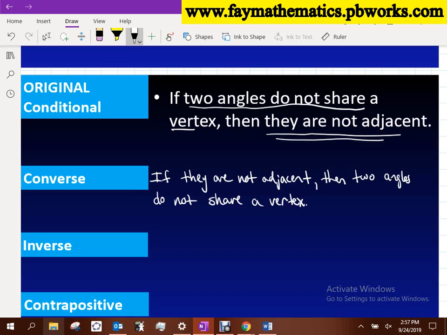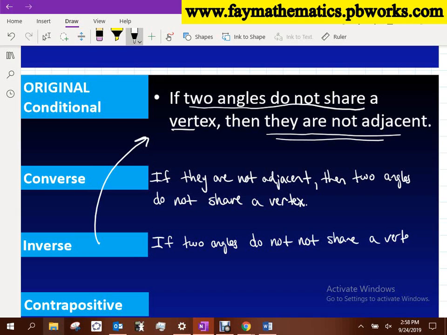The inverse says go back up to that original and just put the word not in. So, if two angles do not share a vertex, and we'll talk about that in a moment as well, then they are not adjacent.